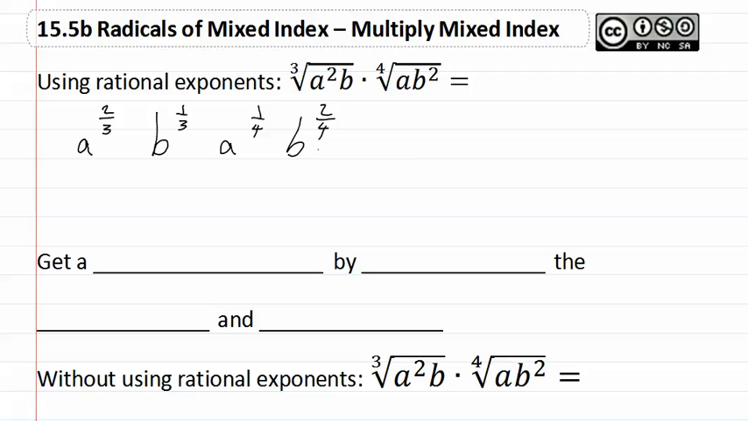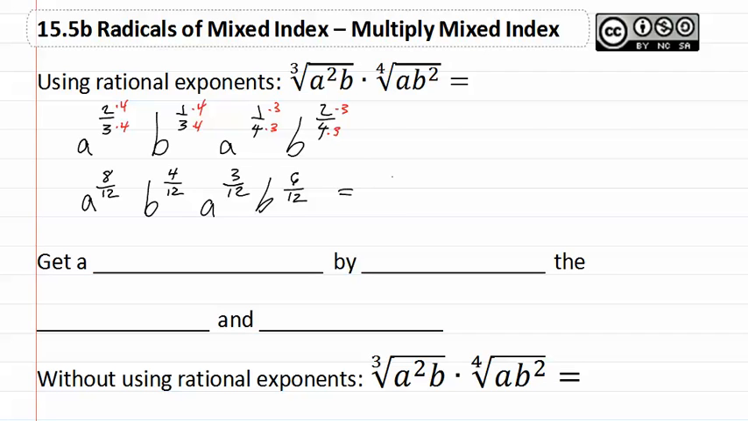Next, we would need to make all of the denominators match, because you have to be able to add the exponents. So the common denominator between 3 and 4 is 12. So we'd multiply the first two by a 4 and the second two by a 3. This would give us a to the 8/12, b to the 4/12, a to the 3/12, and b to the 6/12.